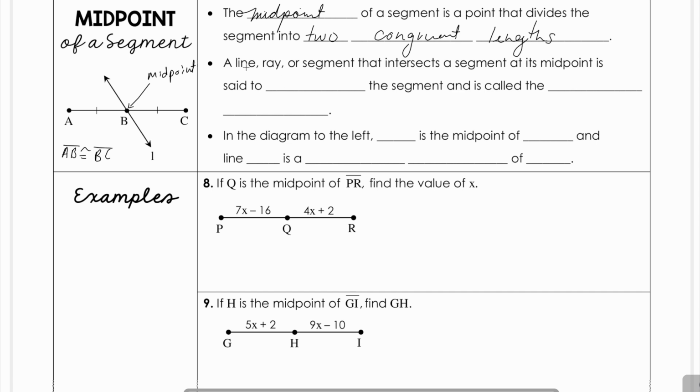Alright, so next part. A line or ray or segment that intersects a segment at its midpoint is said to bisect. Bisect sounds a lot like dissect, right? If we were to dissect an animal, maybe in biology, you would cut that animal in half, right? So bisect is a very similar version of that word. If it's said to bisect, the segment is called a segment bisector.